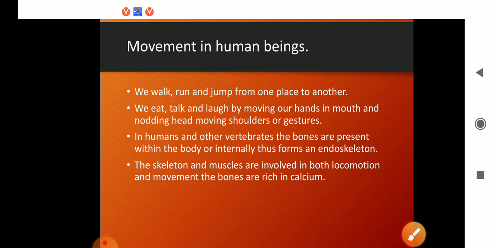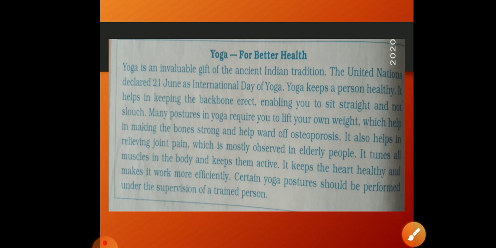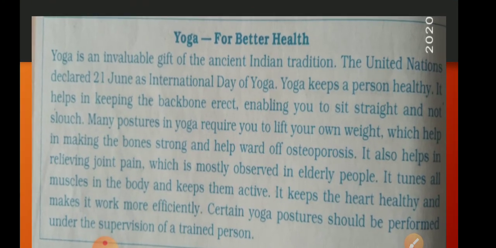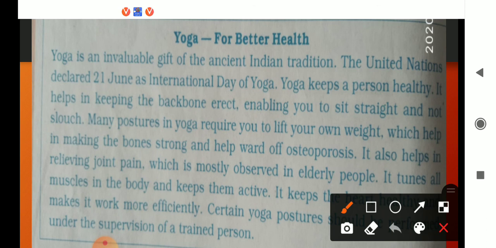Okay. Now see the next one. Now this is a subtopic or additional in your book. It is about yoga. We all know about yoga, है ना. Yoga is very good for our health, है ना. It has several exercises which make our body flexible, healthy, and now see. Okay, है ना. तो it is a gift of ancient India. We know about yoga.